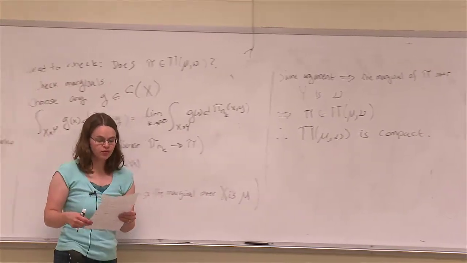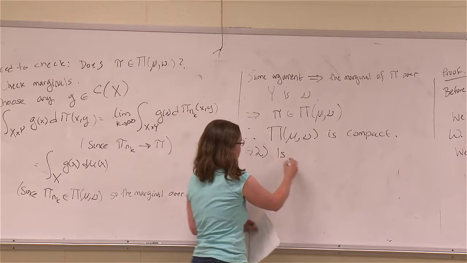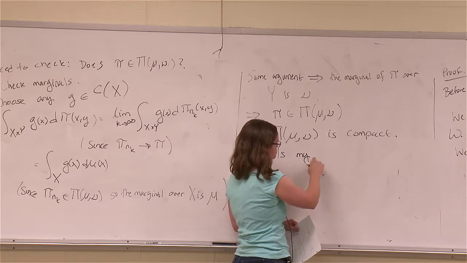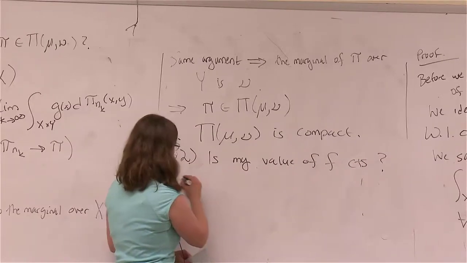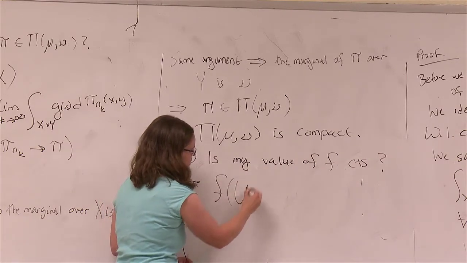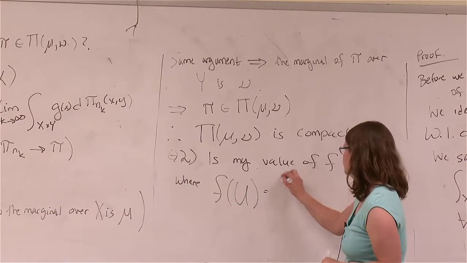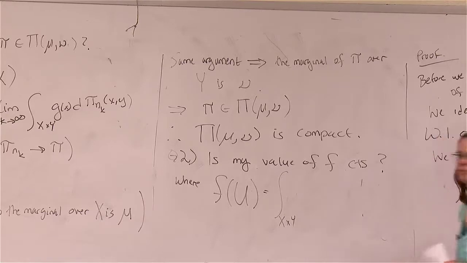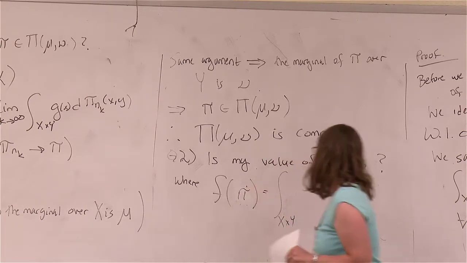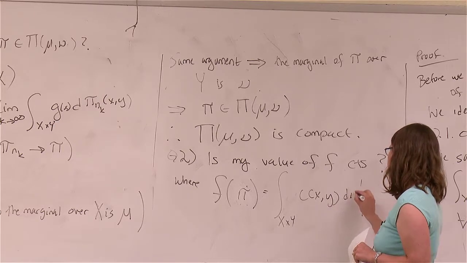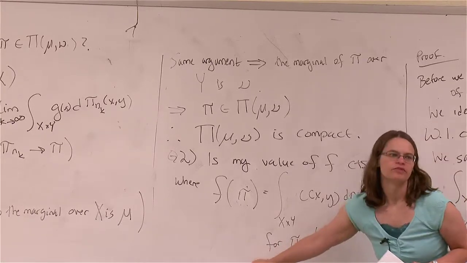Okay, we have compactness. Now what else do we need? We need continuity. The second thing that I needed to ask was, is my value of f continuous, where f of pi, with pi belonging to this compact set, is equal to the integral over x cross y of c of x, y, d pi of x, y.